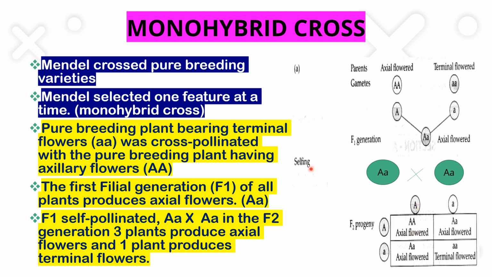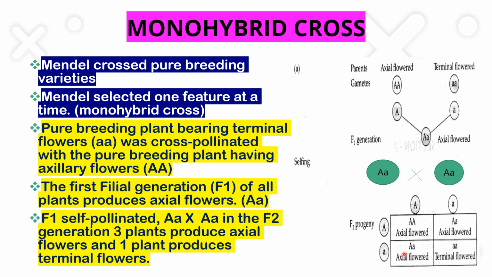Then the progenies. What are the possible progenies we are getting from these parents? F1 selfing, after F1 selfing. Here you can see capital A gamete from one parent fused with capital A gamete from another parent. Then we will get axial flowered plant. Capital A gamete from one parent fused with small letter a from another parent. We will get axial flowered plant. But here this is heterozygous. Here this is homozygous. Right?